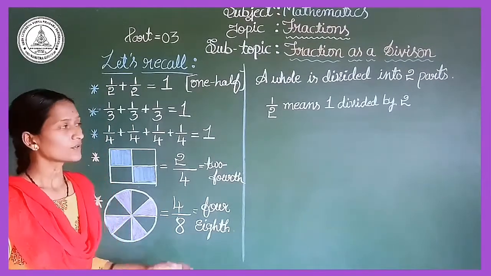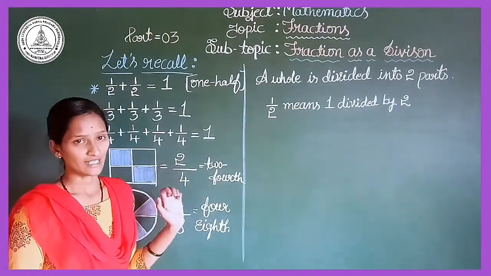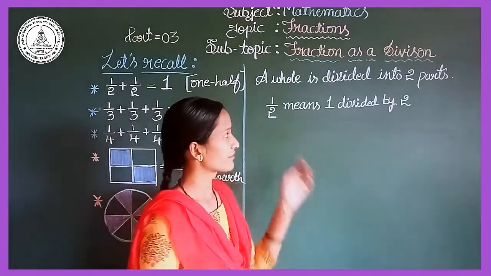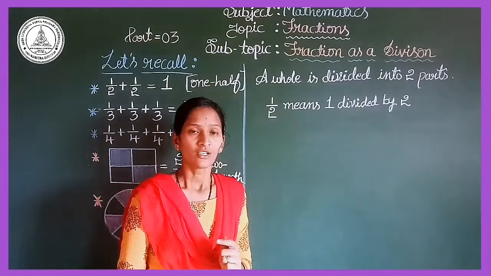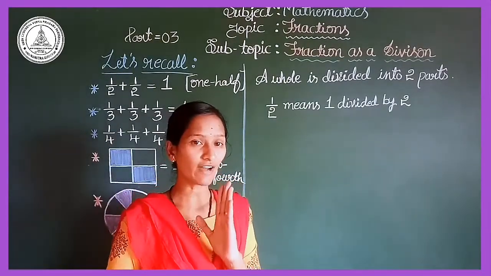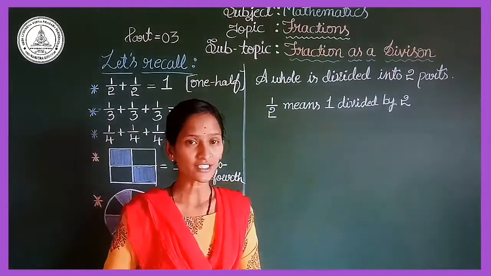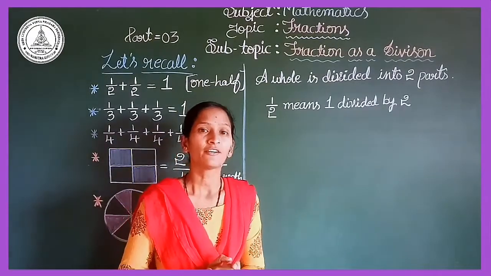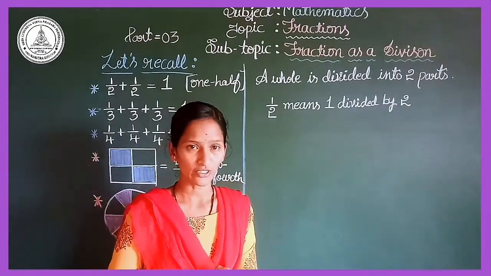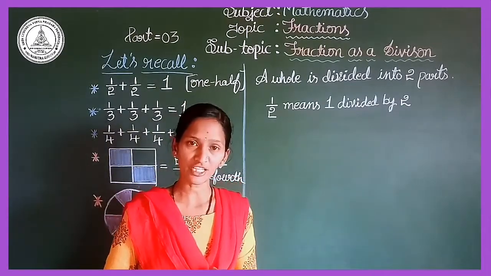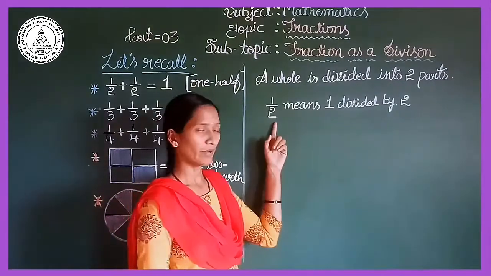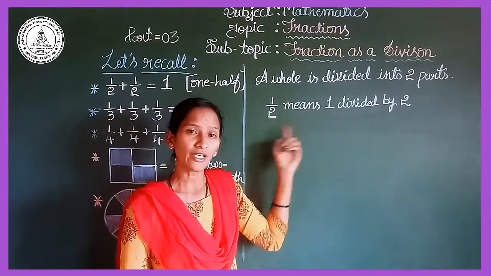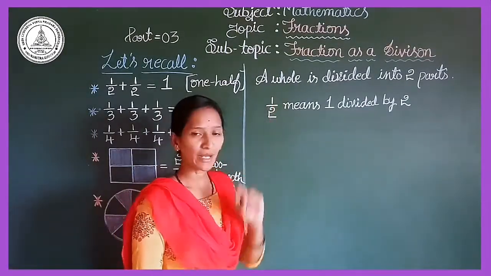So this is about our previous class. Now come to our today's new concept, that is fraction as a division. Already you know a whole is divided into 2 equal parts. See here, a whole is divided into 2 parts. Each part we call a half of the whole. How can you write it fractionally? We write it as 1/2. Each part we write as 1/2. So 1/2 means 1 divided by 2.